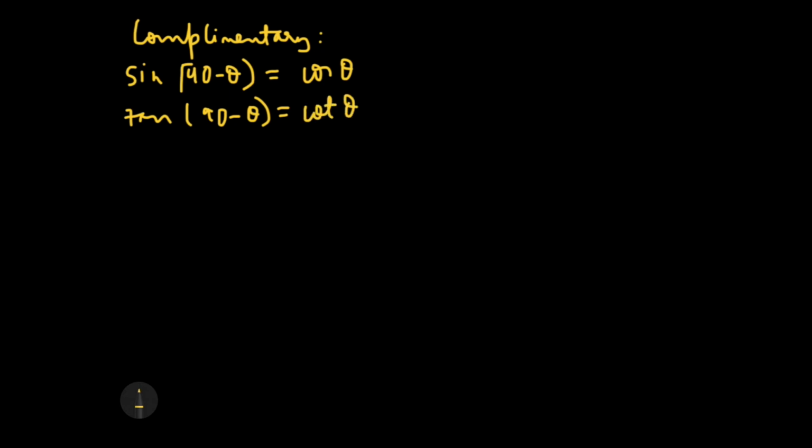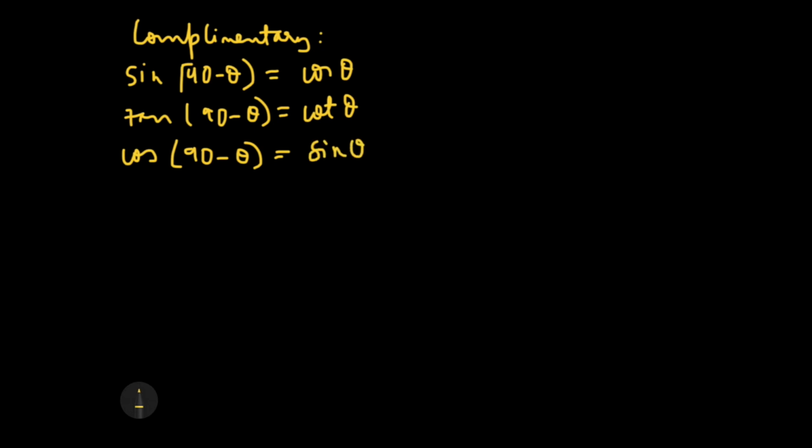Sine's complementary is cos, but how is that? Sine of 90 degree minus theta is equal to cos theta. Similarly, if I do tan of 90 degree minus theta, then I get the reciprocal, cot theta. And cos of 90 degree minus theta will be equal to sin theta, since that's more frequently used.